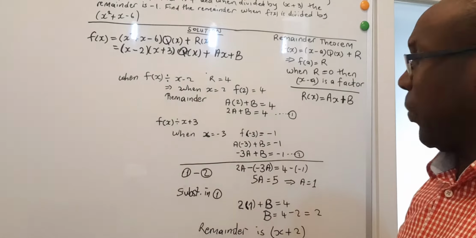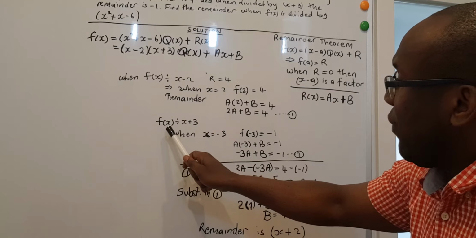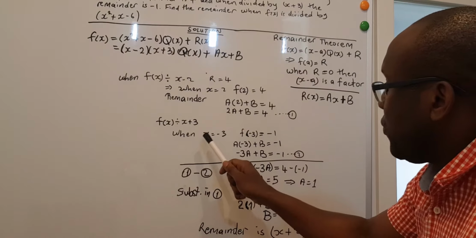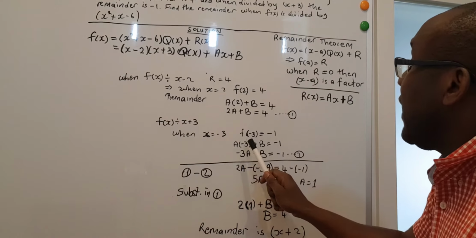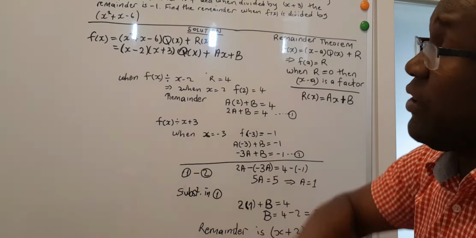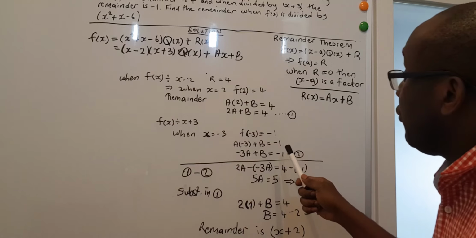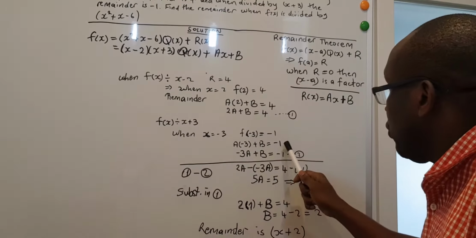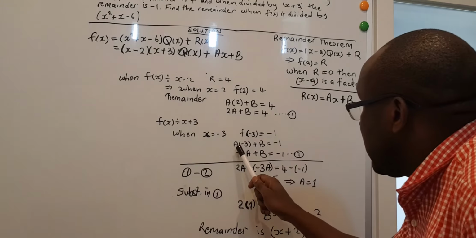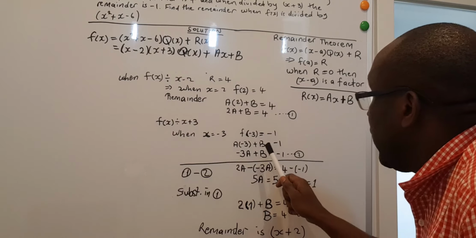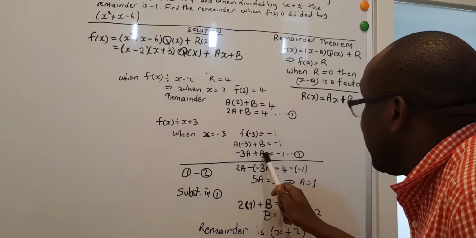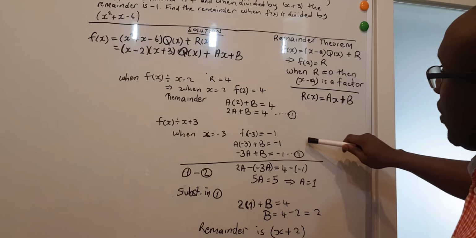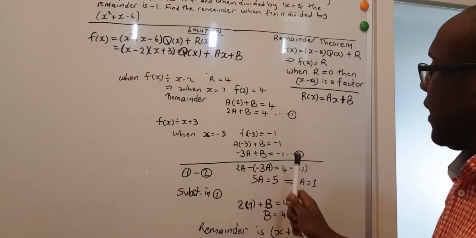If we do the same thing, f of x divided this time by x plus 3, then we can substitute x equal to minus 3 into the function f of x and see that the remainder is minus 1. That is already given, so we don't need to prove that. What we need to show is that minus 3 can also be substituted into the remainder, and of course it should also be equal to minus 1. So minus 3 into the remainder function gives minus 3a plus b, and that's equal to minus 1. We have two equations that can be solved simultaneously with two unknowns, a and b.